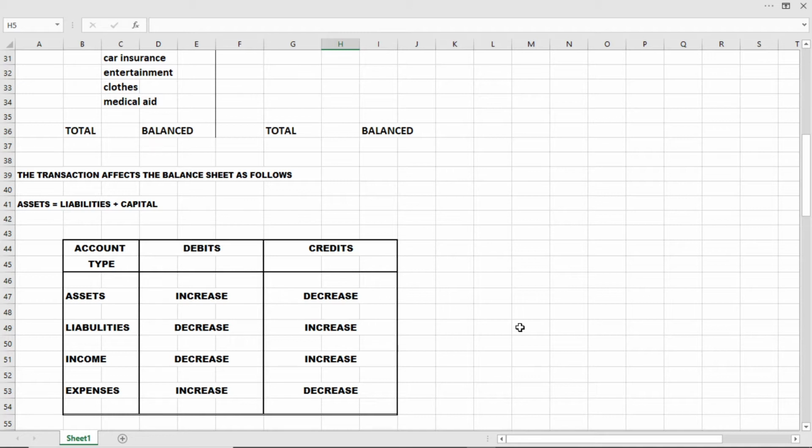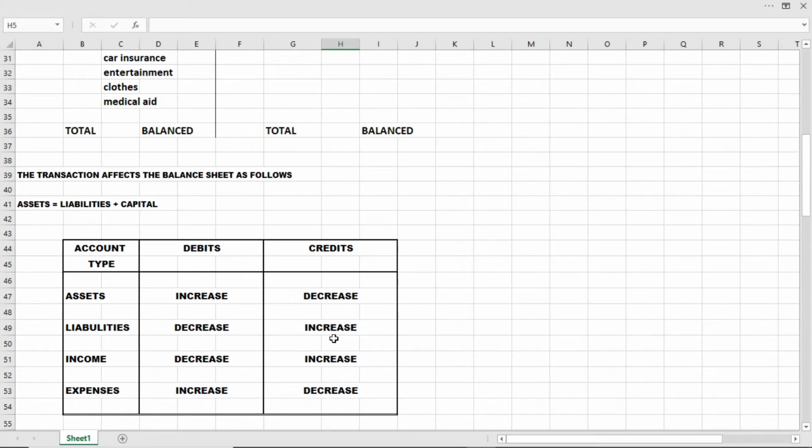All right, so with an asset, anything that increases an asset, like your cash or your motor vehicles, anything that you're increasing an asset of, you always debit it. Whenever you decrease an asset, you credit it. All right, I hope you're getting that through. Liabilities: anything that's a liability to a company, when you decrease the liability, you debit it. When you increase the liability, you always credit it.